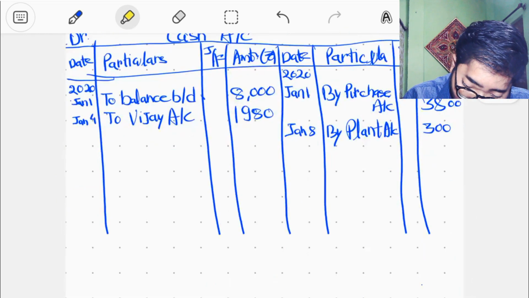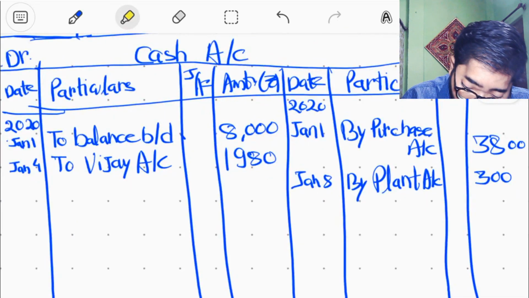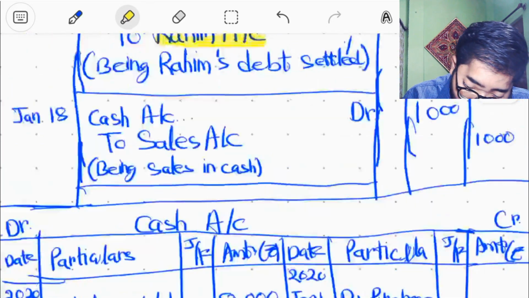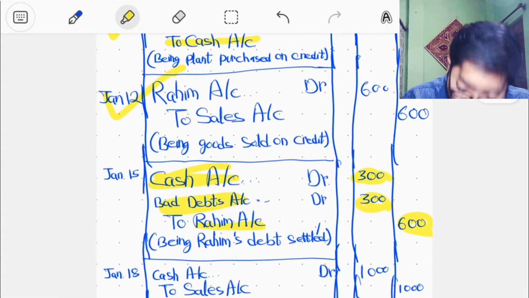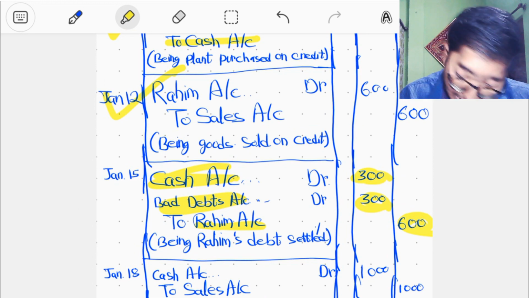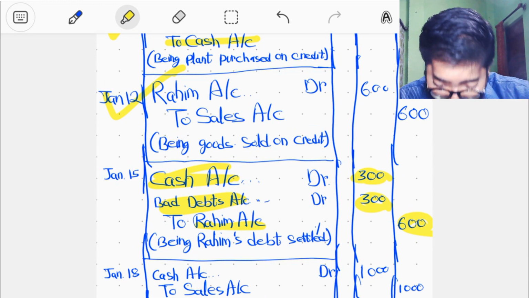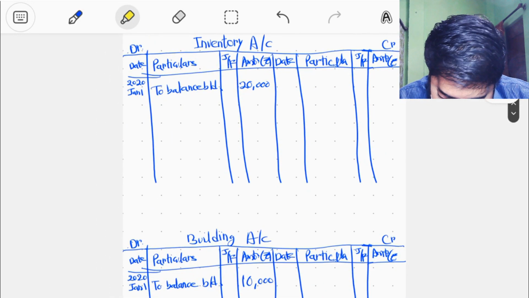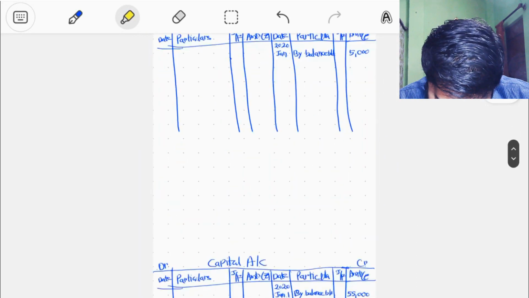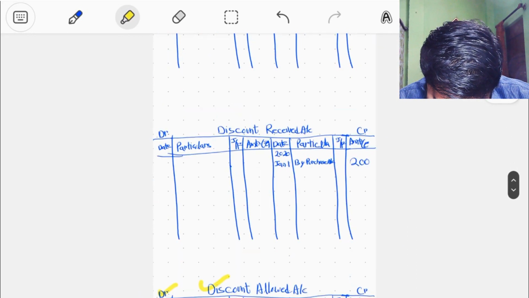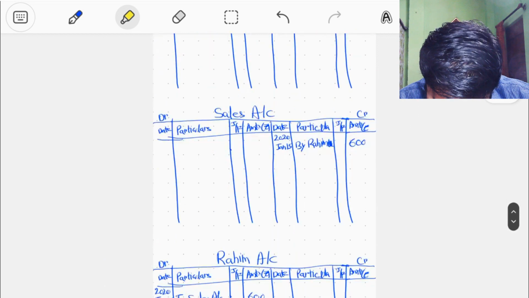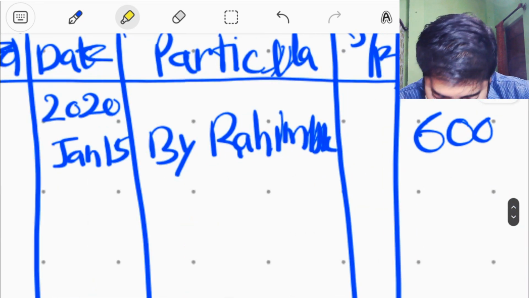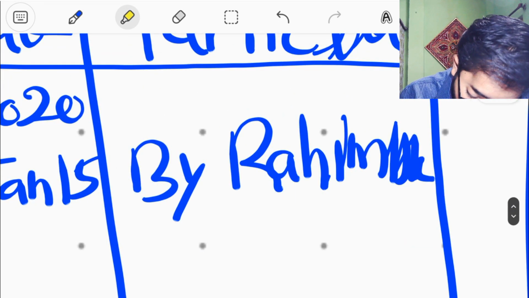Now let's do it. Cash account debit. What is the date? Okay, the previous transaction was on January 12th. This is January 15th. So sales was on January 12th.